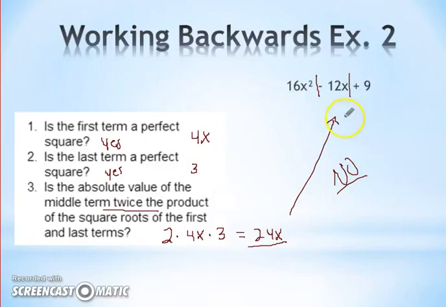So it definitely helps to have these notes down to look back on, but the easy ones: check if the first and last terms are perfect squares. To look at that middle term, you're multiplying 2 times the square roots of those first and last terms, and it should match that middle term, either plus or minus. It should match. If it doesn't match, then it is not a perfect square trinomial.